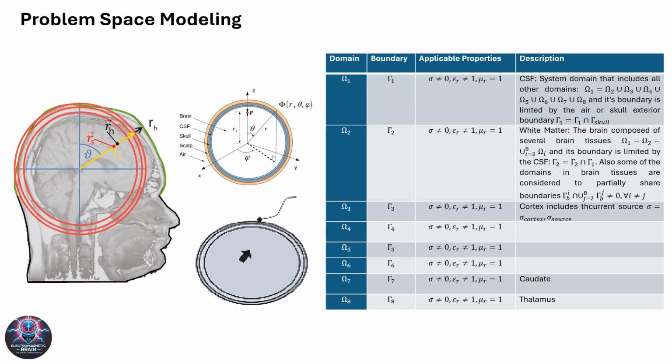The field approximation and mathematical treatment for these models is achieved through a quasi-analytic solution using spherical harmonic expansion of the electric potential. Each material in the electromagnetic model is characterized by its permittivity, permeability, and conductivity. The table provides details on the domains, their boundaries, and the corresponding electric and magnetic properties.